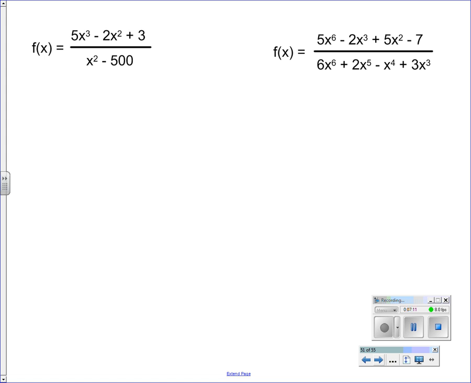All right, we got two more here just to illustrate how this works. So starting with one on the left, again, we only want to look at the leading terms, the dominant terms. So on the top, that would just be x to the 3rd, highest power term. Same thing on the bottom, just look at x squared. As we go to infinity, x squared will dominate this a lot more than 500. Same thing with the top. X to the 3rd will dominate the top a lot more than x squared or a constant like 3. So we're going to think about this in terms of 5x to the 3rd over x squared.